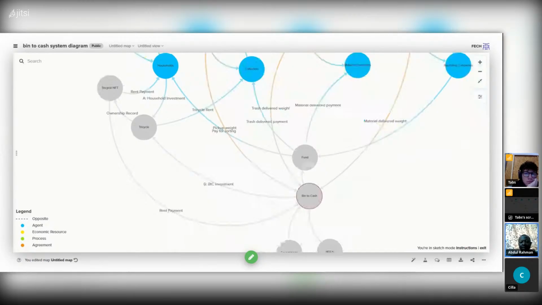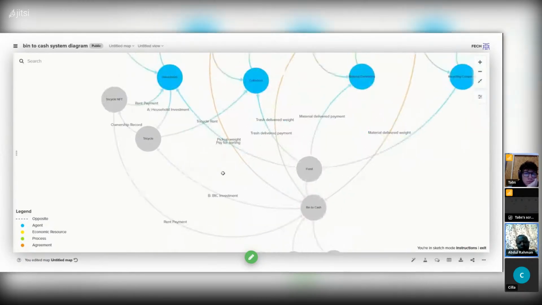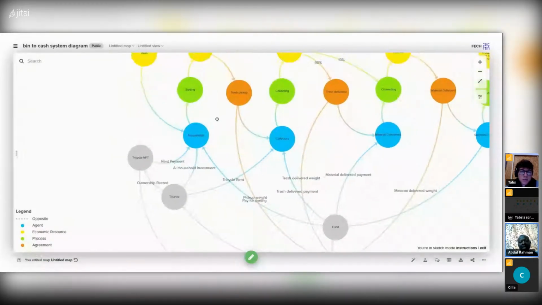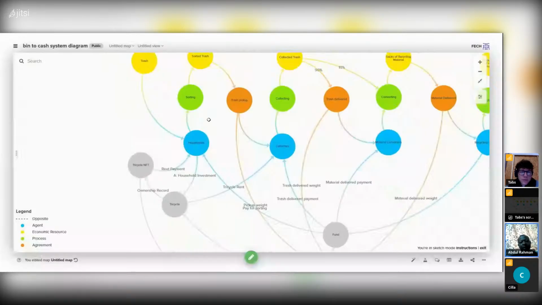This brings in a whole new set of people, not the household that is sorting the trash, but the household that is providing the tricycle. They might not be the same household, like a business entity that decides to buy a tricycle, and then Bin to Cash becomes the middle. So we take in the money and pay the collectors, and pay the household for bringing in their tricycle.